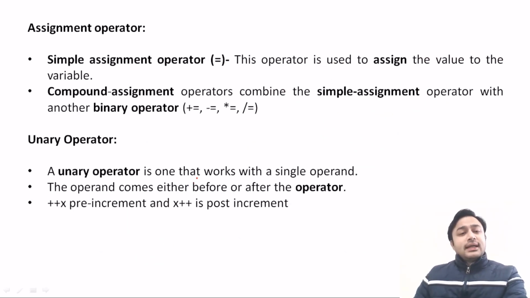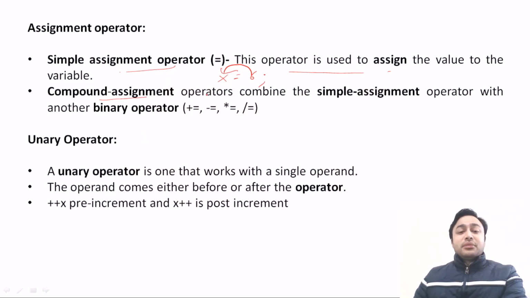In assignment operators, there are two types: simple assignment operator and compound assignment operator. The simple assignment operator is used to assign a value to a variable. For example, x equal to 6. Now this value 6 will be assigned to the variable x.